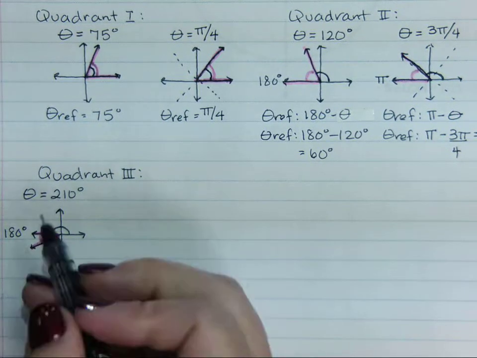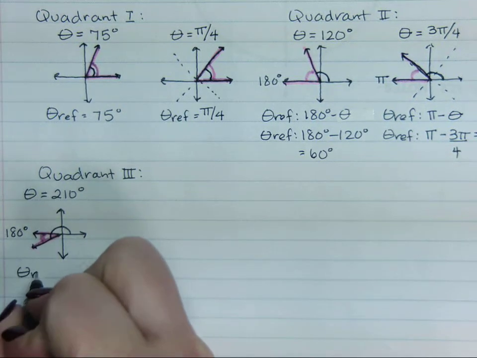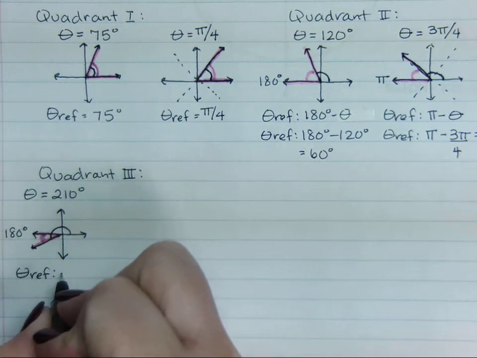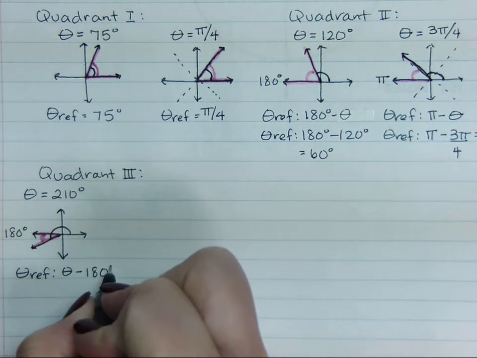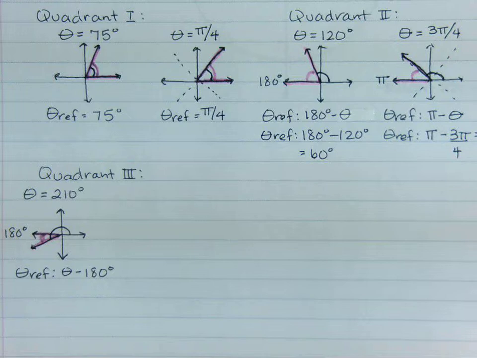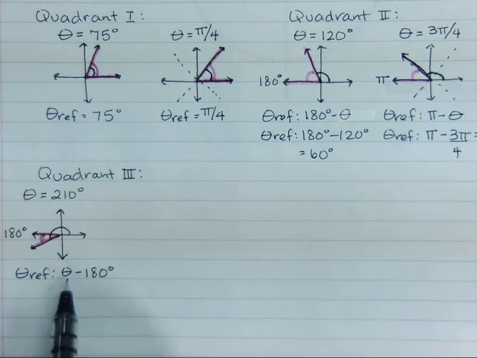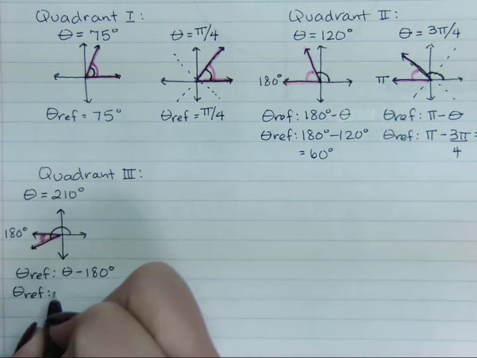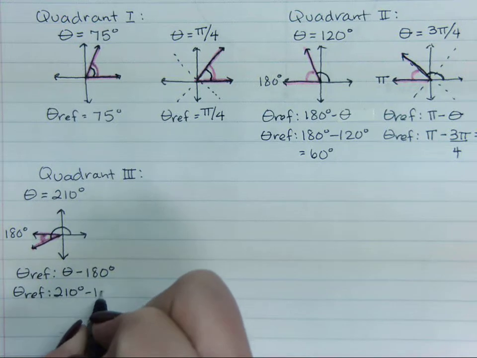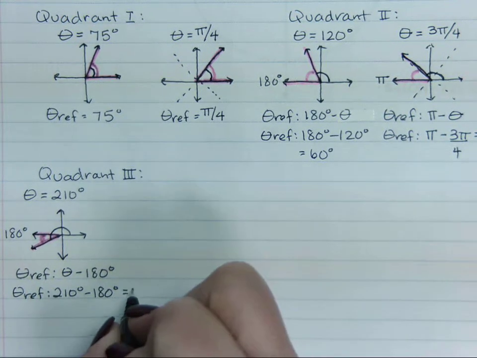Now, since my angle is larger than the x-axis, my guide for figuring out my reference angle is going to be the angle itself minus the 180 degrees. So my angle is a little bit larger than the closest x-axis, so I need to do the subtraction in reverse. I need to go backwards. And so in this case, my angle at 210 degrees means that my reference angle is going to be 30.